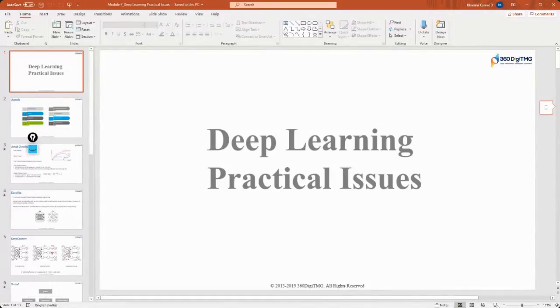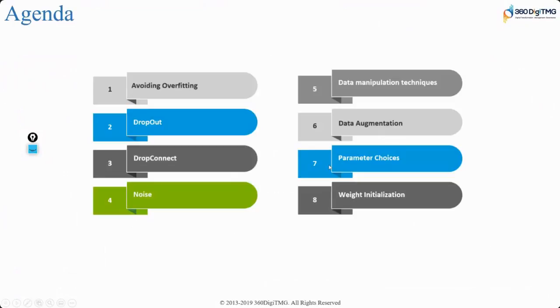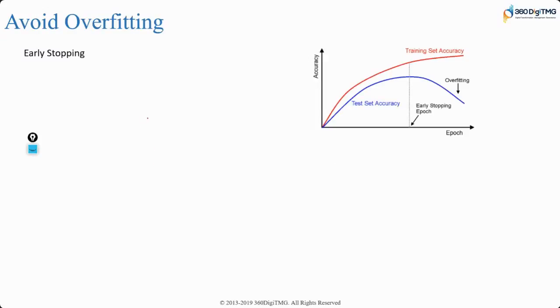Let us get into the practical issues now. What are the practical issues? Overfitting. If your model overfits, how do I handle this overfitting problem? Obviously, that's a big problem which has to be addressed. One way to avoid overfitting is through early stopping. What is this early stopping?